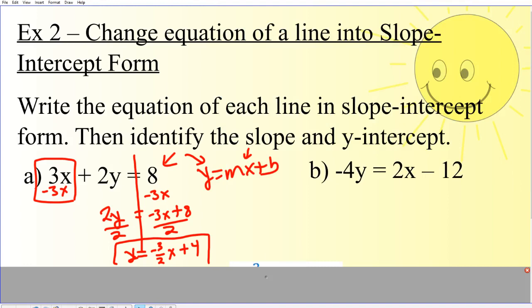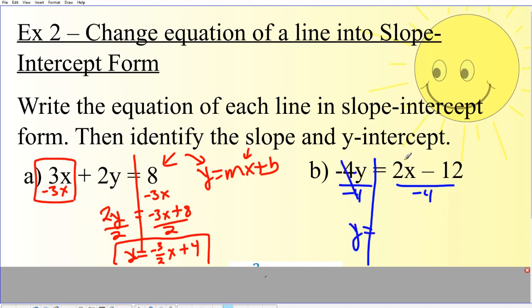Letter B. Now you're going to like letter B because letter B is a lot easier than letter A. In fact, this is only one step. Look at this. If I can get this y by itself, we're done. What's the one step it's going to take to get the y by itself? Well, divide by negative 4 if you said it. We're going to divide both sides by negative 4 because this is a multiply, so we divide to cancel it out. We get y equals.